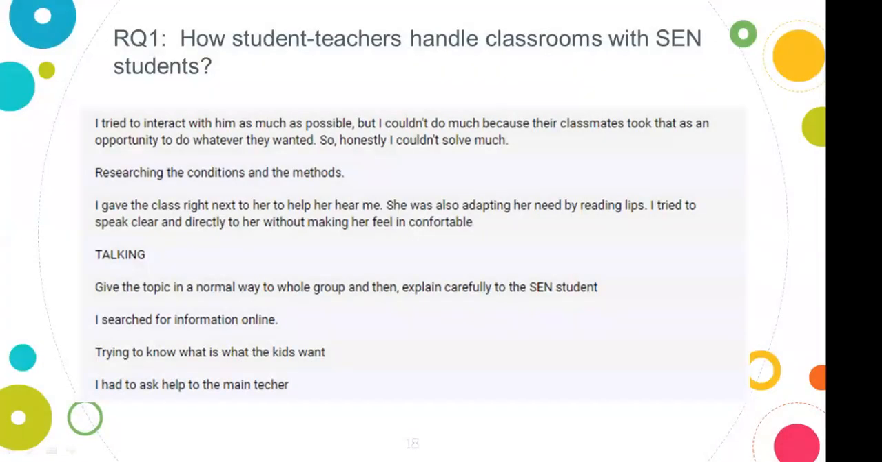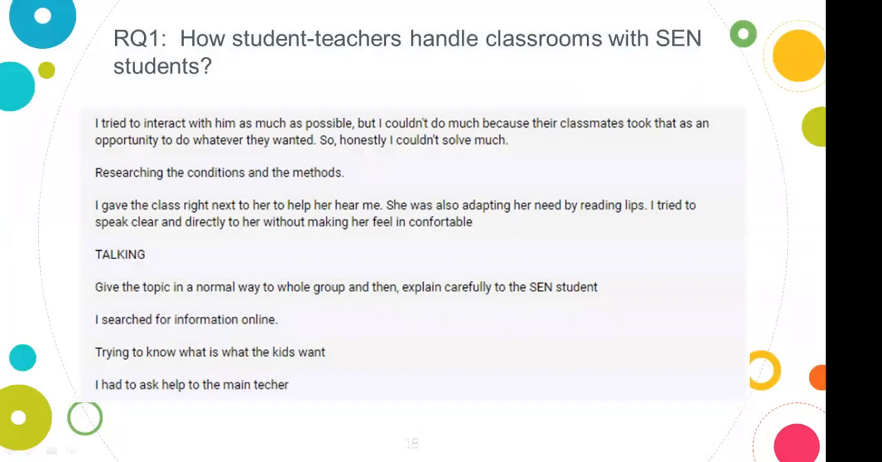So in order to answer the first question, how student teachers handle classrooms with STEM students, the participants answered, I tried to interact with him as much as possible, but I couldn't do much because their classmates took that as an opportunity to do whatever they want.